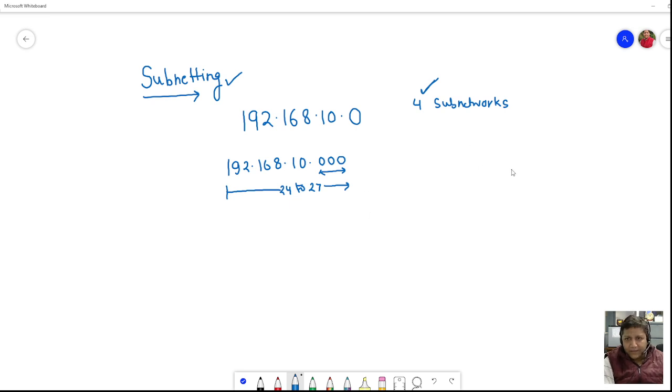Obviously, when you divide the network, those smaller subnetworks would have fewer nodes. That's the process known as subnetting. Now, you might be thinking that if I want 4 subnetworks, why haven't I borrowed 2 bits? Suppose you borrow 2 bits, 0 0. These 2 bits can have 4 combinations.